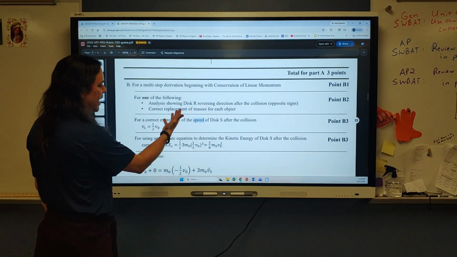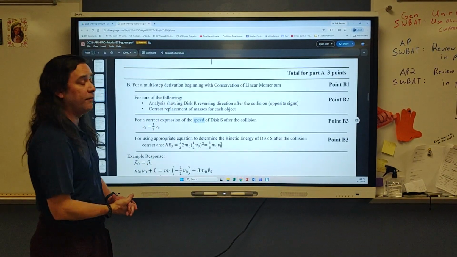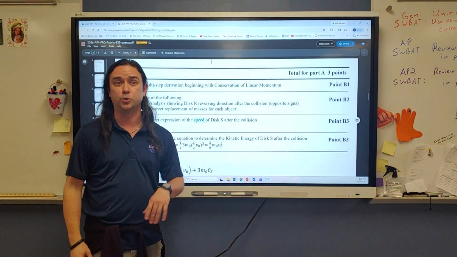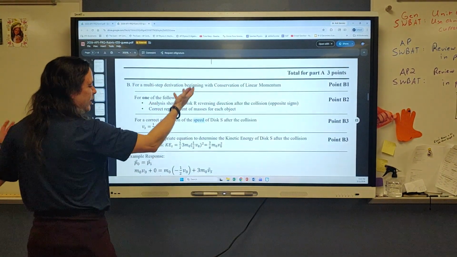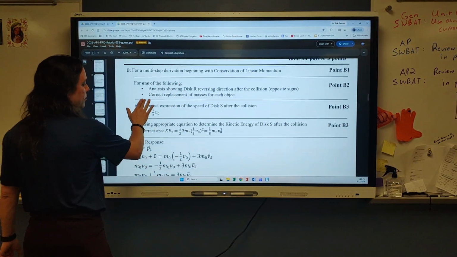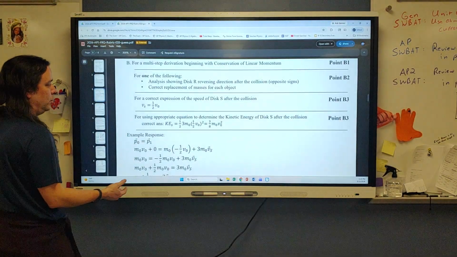The other thing that I thought might warrant it, I'm kind of torn between these two, is for a correct replacement of the masses for each object. So R was m naught and S was 3 m naught. So I kind of combined those, where I think it's one of those or the other. So I went ahead and put both of them in there. They're both key things that I think might very well show up for that middle point.